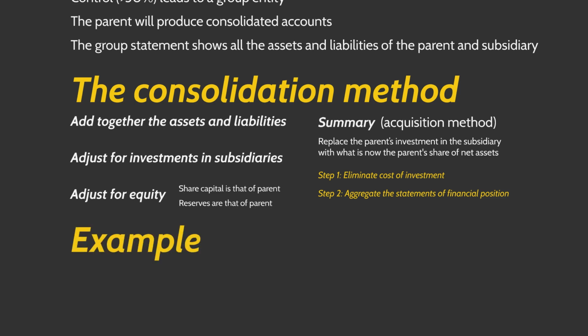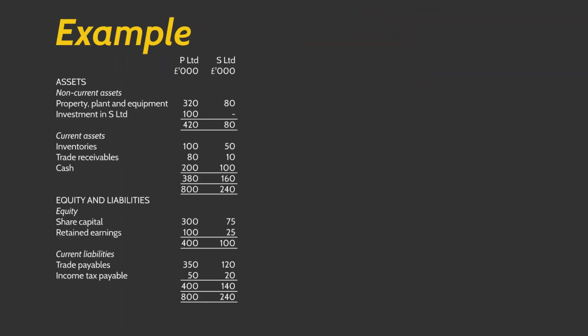So let's have a look at how this would work in an example. So here we have P Limited and S Limited, and we have their statements of financial position. So we have P Limited's here, S Limited's here. Now P Limited is the parent and S Limited is going to be the subsidiary. P Limited purchases 100% of the shares of S Limited at par for £100,000 in cash. So it's the same example as before, but now we're producing the consolidated accounts in addition to the parent's separate financial statements.